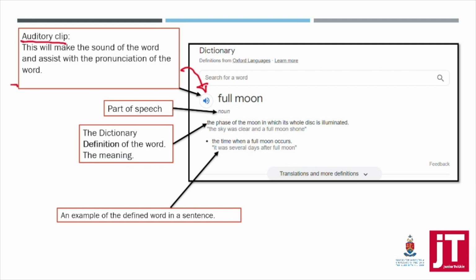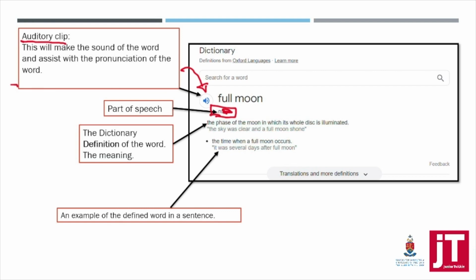Okay. Then the part of speech in a dictionary that's online, they will say the whole word, okay? But maybe what the examiner will do, just to test your knowledge, is sort of make it just a symbol like that. Okay. Then the dictionary definition of the word, okay, either one of these would do. Let me get my highlighter rather. The phase of the moon in which its whole disk is illuminated, or the time when a full moon occurs. Okay, so those are the dictionary definitions.